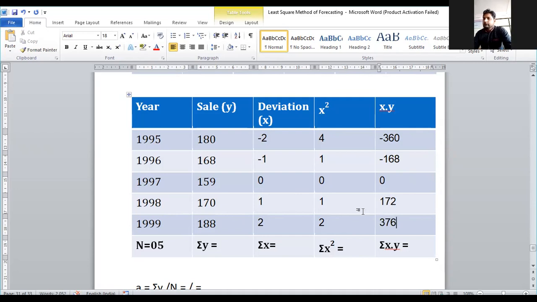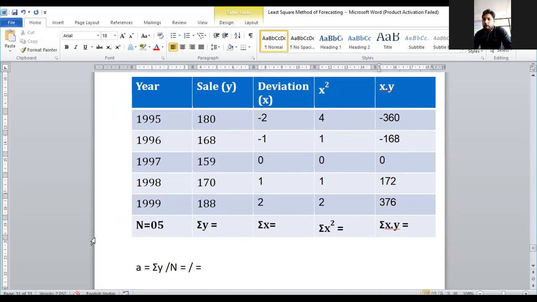Okay, then you have to calculate the bottom line, that is nothing but summation of y, summation of x, summation of x square, and summation of x multiplied by y. So these are required parameters for the calculation of constants in the line equation, that is nothing but a and b. Okay, so do the calculation and let me know summation of y value, summation of x value, summation of x square. So summation of x square is easy: 4 plus 1 is 5, 5 plus 5 is 10. So I'll write here, but the other calculation you need to perform and let me know your values.